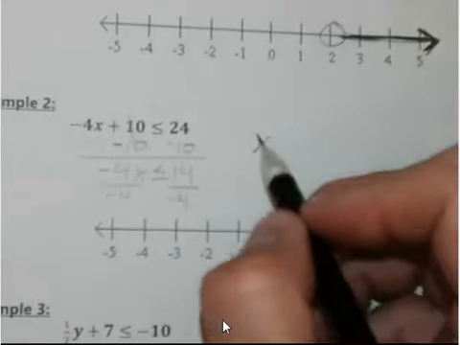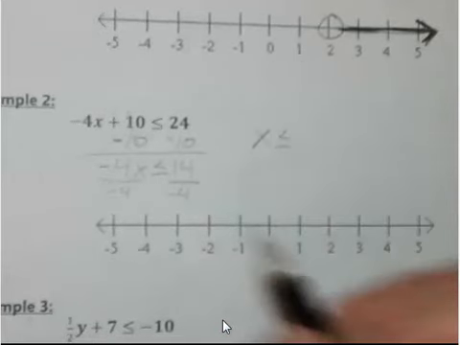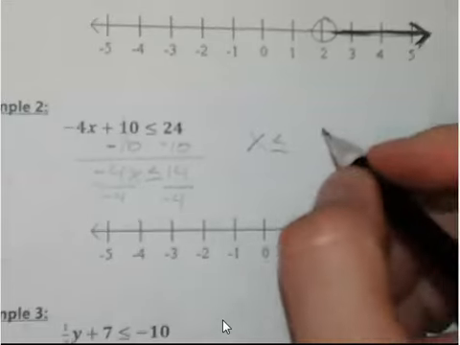So we're left with x is less than or equal to 14 divided by negative 4. That's negative 3.5.